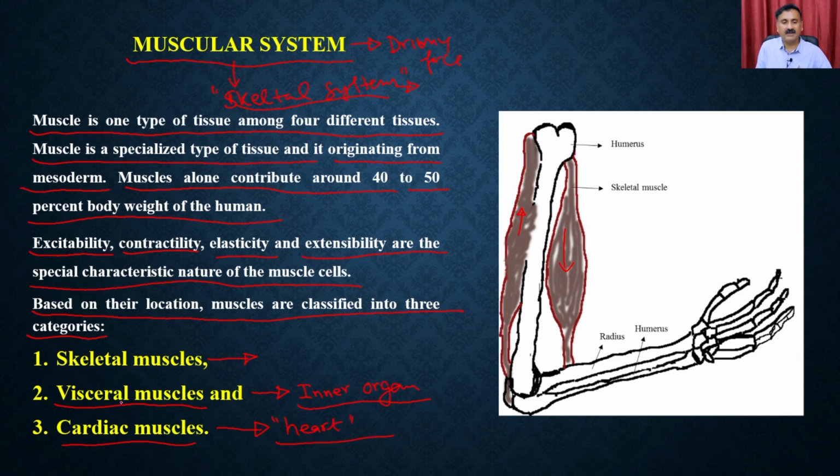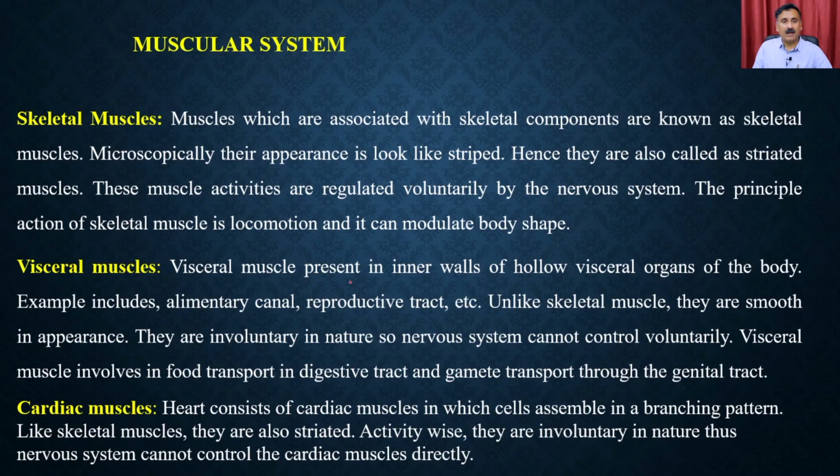All these three different types of muscles have their own structures, their own morphology, and their own composition, and that's why they have different functions to contribute to the different aspects of locomotion. Now, let us talk about the skeletal muscles. Muscles which are associated with the skeleton component are called skeletal muscles, right.